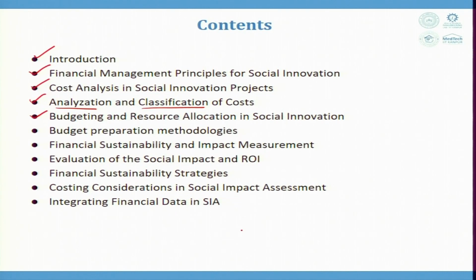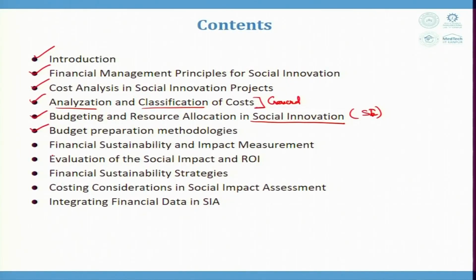Then budgeting and resource allocation in social innovation, how the general costing, this is general, and how the social innovation costing differ from each other, this will be covered. Then budget preparation methodology, this would come in the second lecture of this week, where certain methodologies we will discuss: parametric methodologies, expert opinion, all those parts would be covered. Parametric could be regression, linear, multilinear, then power law, all this would be covered in this course.